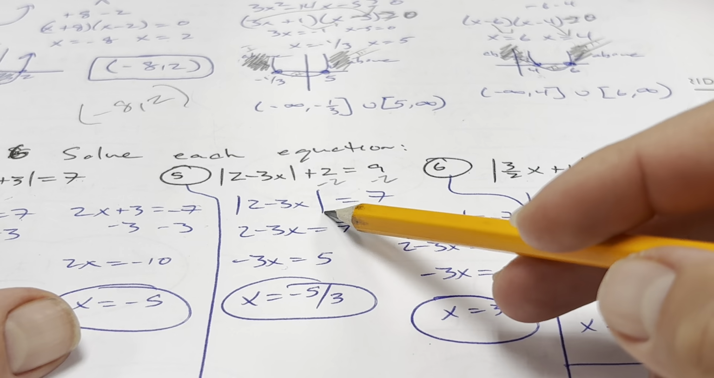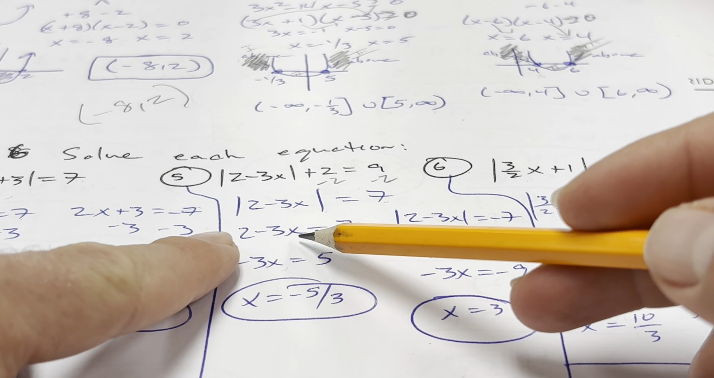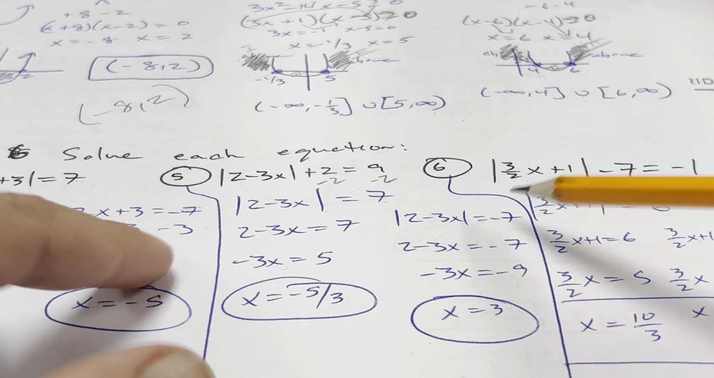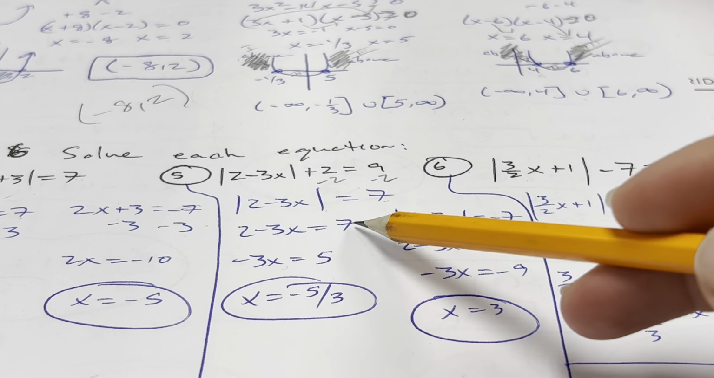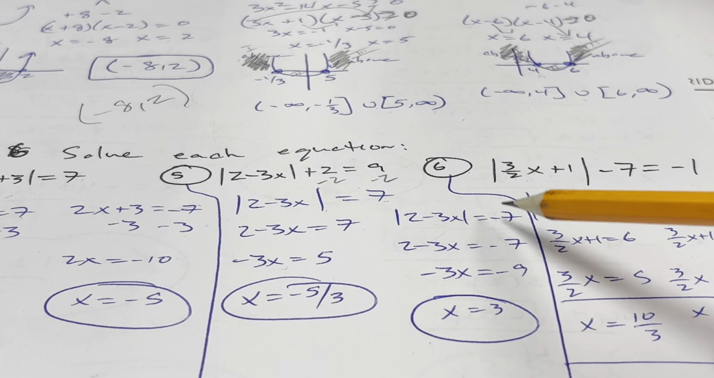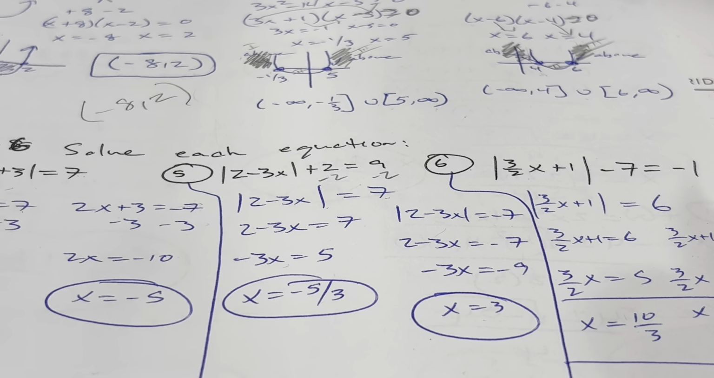First thing I need to do here is I just need to subtract 2. Then I have an absolute value all by itself equals 7. That is fine. So I set 2 minus 3x equal to 7. I set 2 minus 3x equal to a negative 7. Subtract 2, divide by negative 3. Subtract 2, divide by negative 3. All right. Get my 2 solutions. Nice.